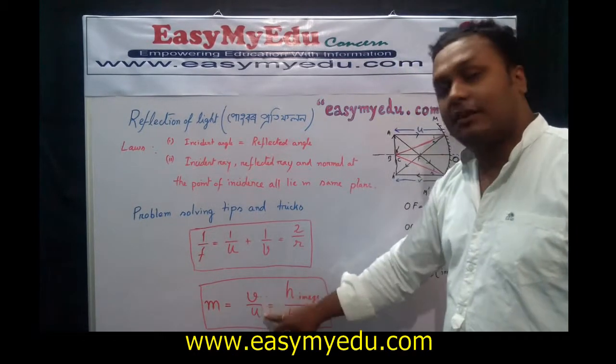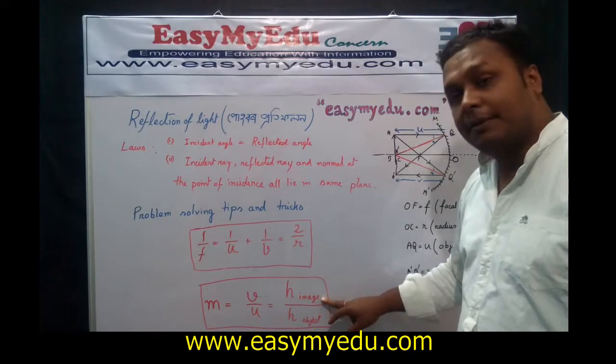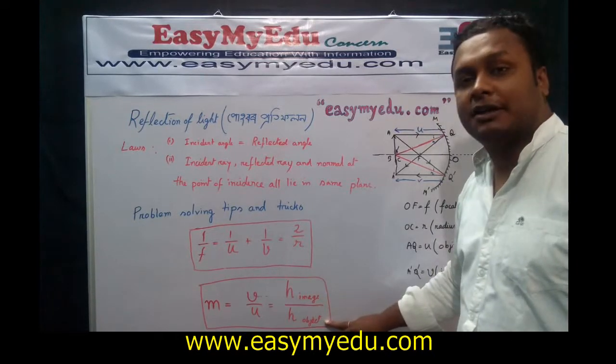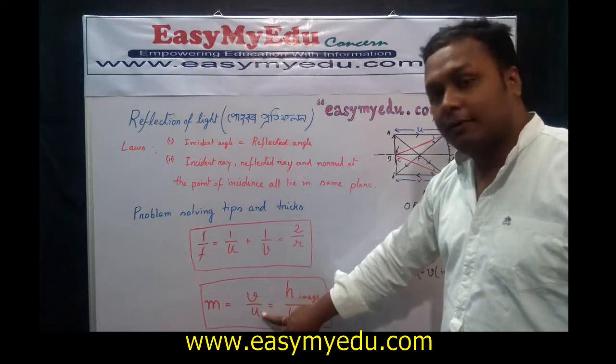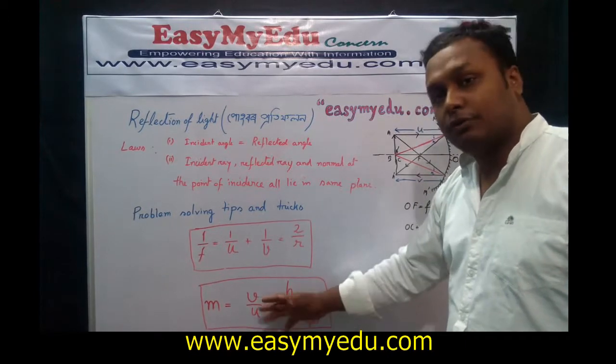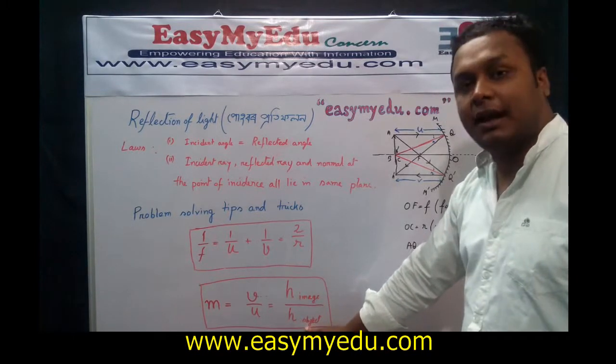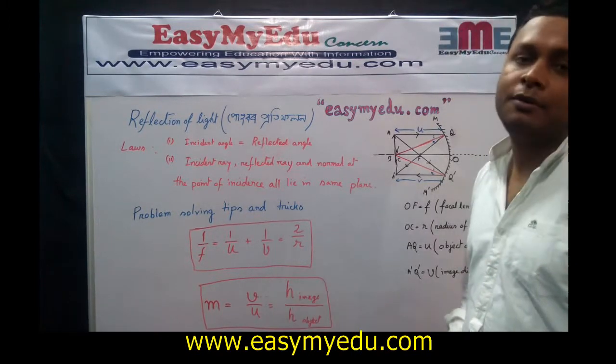So m equals v by u, that equals height of image by height of object. So v by u, that is image distance by object distance, or image height by object height, either way we will get m.